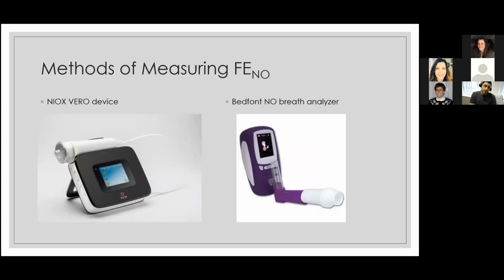And these are examples of some of the more modern available handheld devices that you can use to measure FeNO. This is the NIOX VERO device, and this is the Bedfont nitric oxide breath analyzer. As you can tell, they kind of have a standard appearance to them with a mouthpiece and a small screen to obtain data.